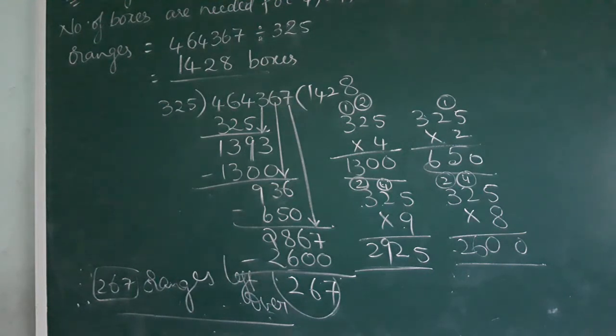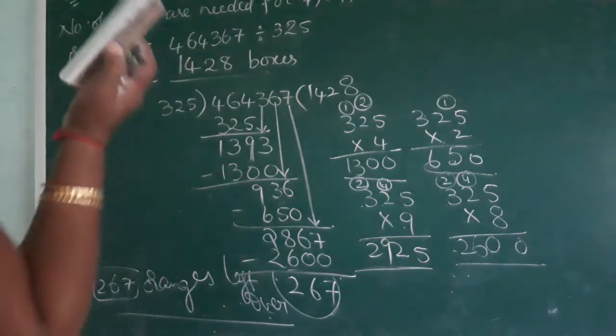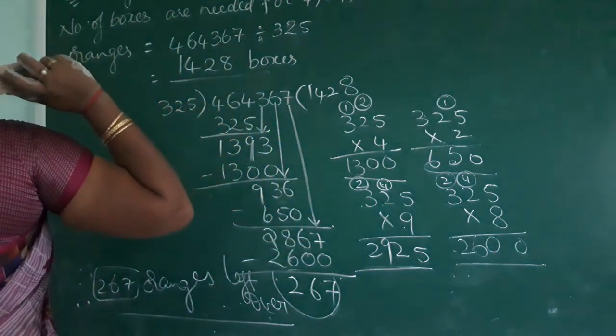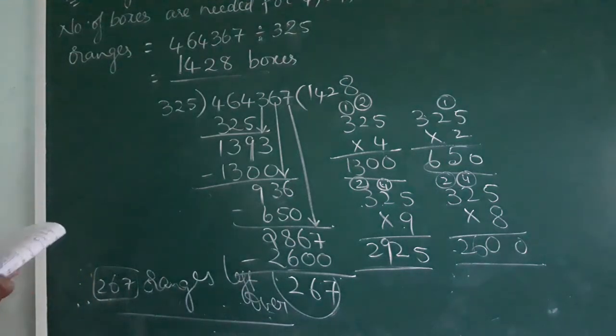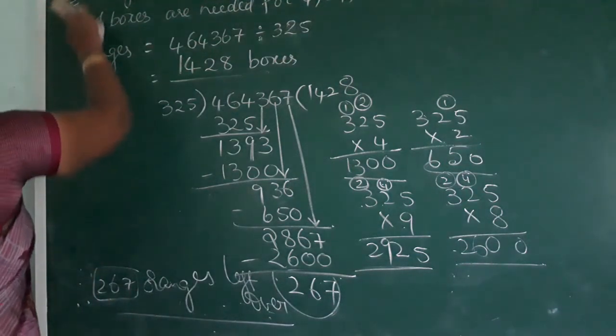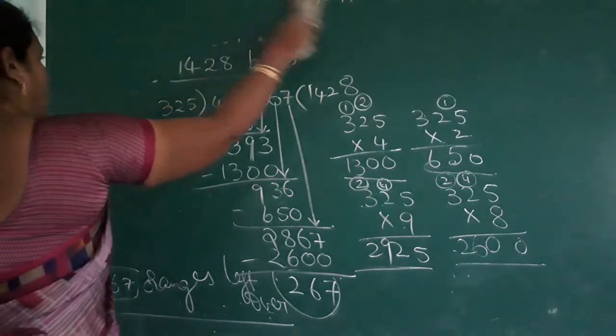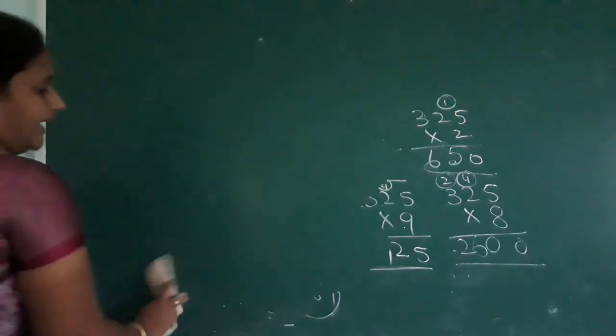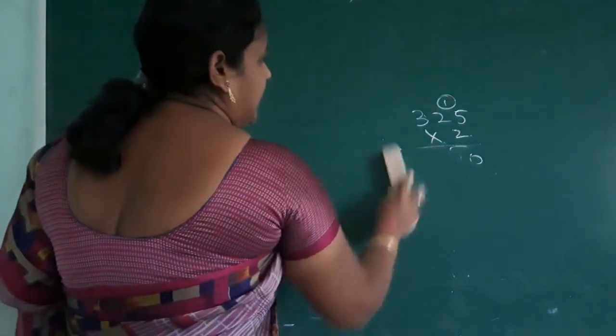See the question. 3,52,668 kgs of wheat was stored in a godown. If the wheat was stored in bags of 125 kg each, how many bags were there? So they gave the total quantity of wheat and the quantity of one bag. They are asking how many bags were required to fill up the wheat into those bags.